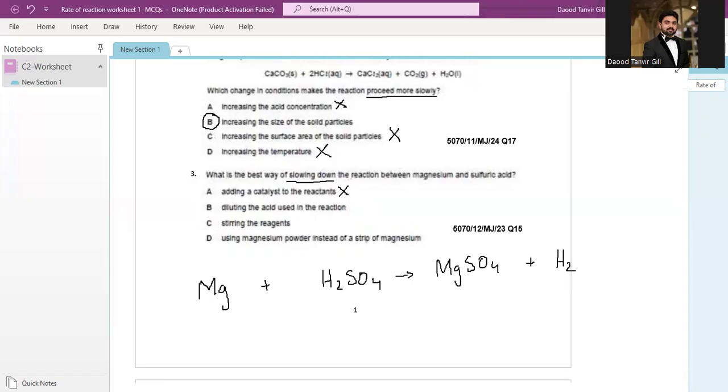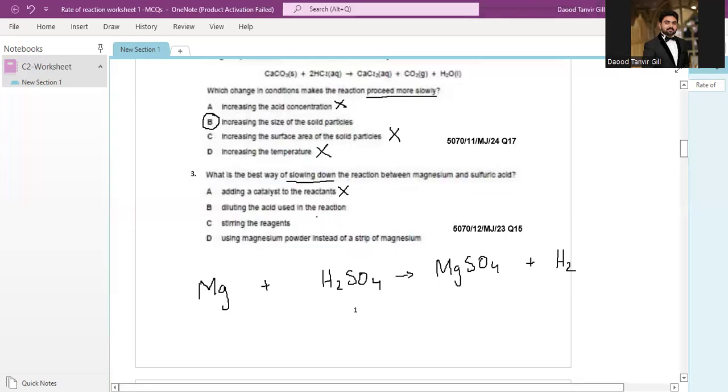What about C? Stirring the reagents. So stirring the reagents means that we are providing some external kinetic energy or motion. For example, if we just simply put some sugar into a glass of water and do not stir it, yes, it will dissolve after time, but the process will be very slow. So if you stir the solution, then the reaction will take place quickly. So yes, stirring helps to speed up the rate of reaction.